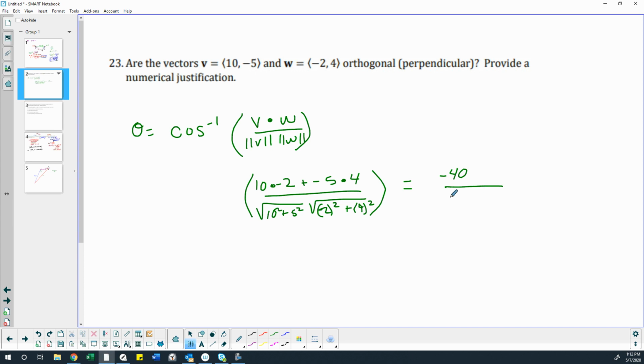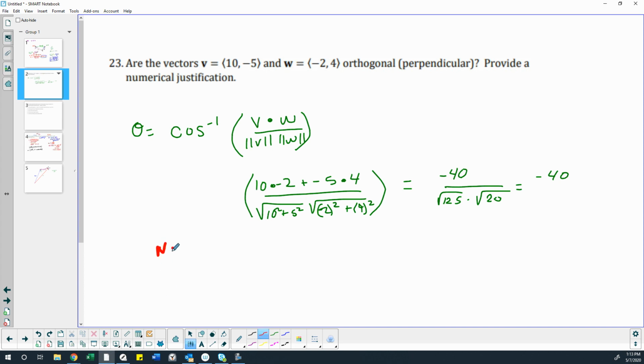So we have 10 squared and 5 squared, so that's the square root of 125. And then we have 2 squared and 4 squared, so that's 4 and 16, so that's the square root of 20. We could actually stop at this point because didn't we learn that in order for them to be orthogonal, which is 90 degrees, this thing has to be 0, and it's not. So we don't even need to go through this whole process of finding the actual angle. We can stop and explain right now.